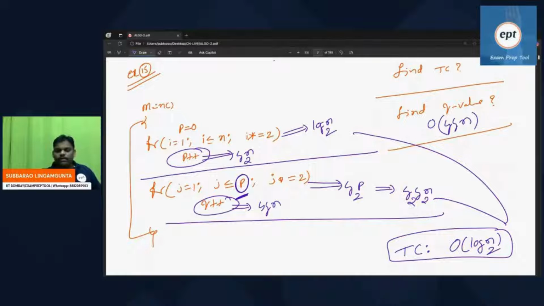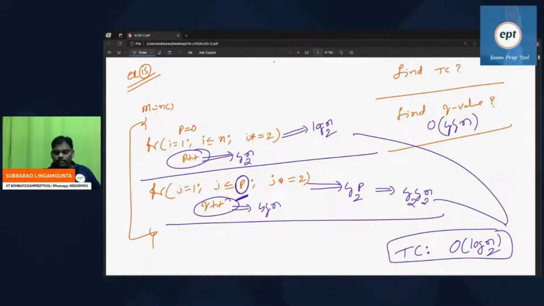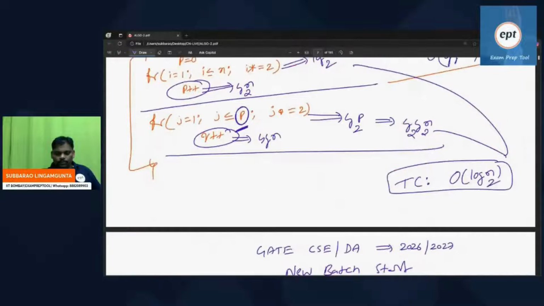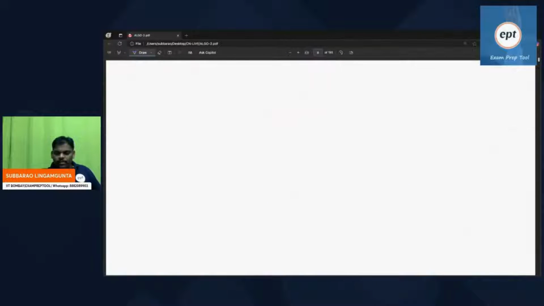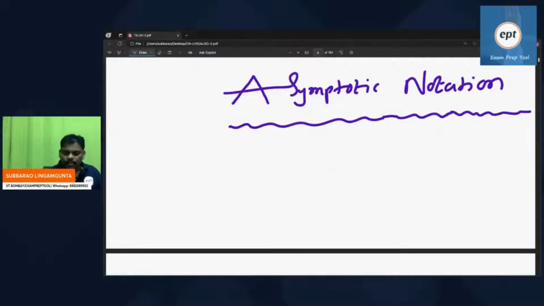With this, we finished the time complexity. Let's go for the next chapter. The name is asymptotic notation, which is nothing but big O, omega, theta. Asymptotic notation is the topic name: big O, omega, theta. We are going to discuss these three things.